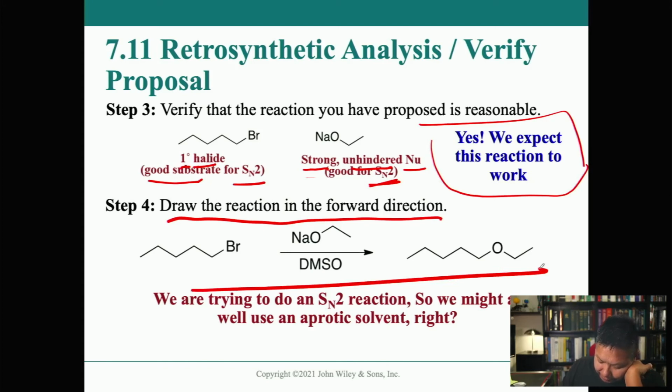And while we're at it, why don't we just use an aprotic solvent, like DMSO, since it's an SN2 reaction? I'll tell you why in just a second. Put a pin in that.